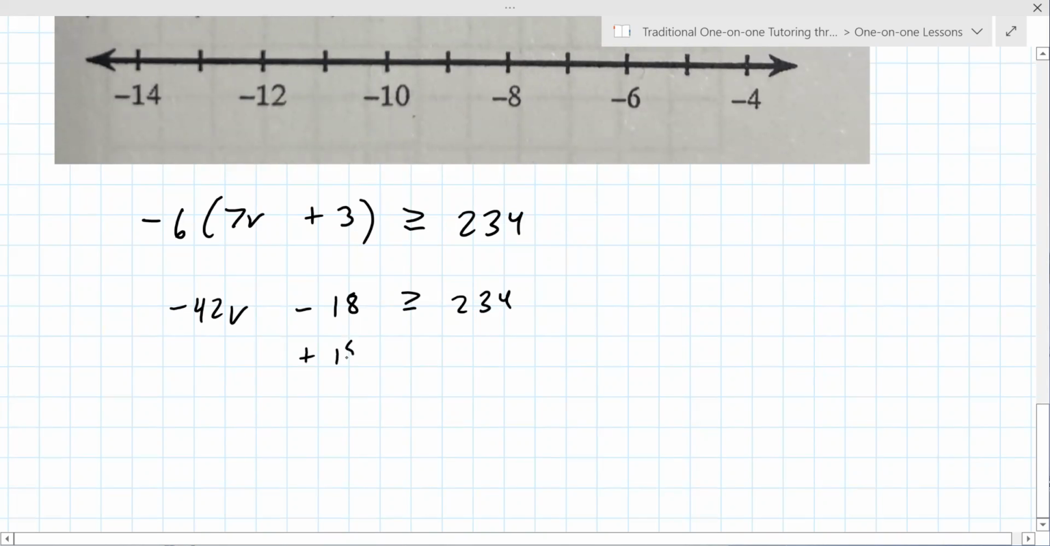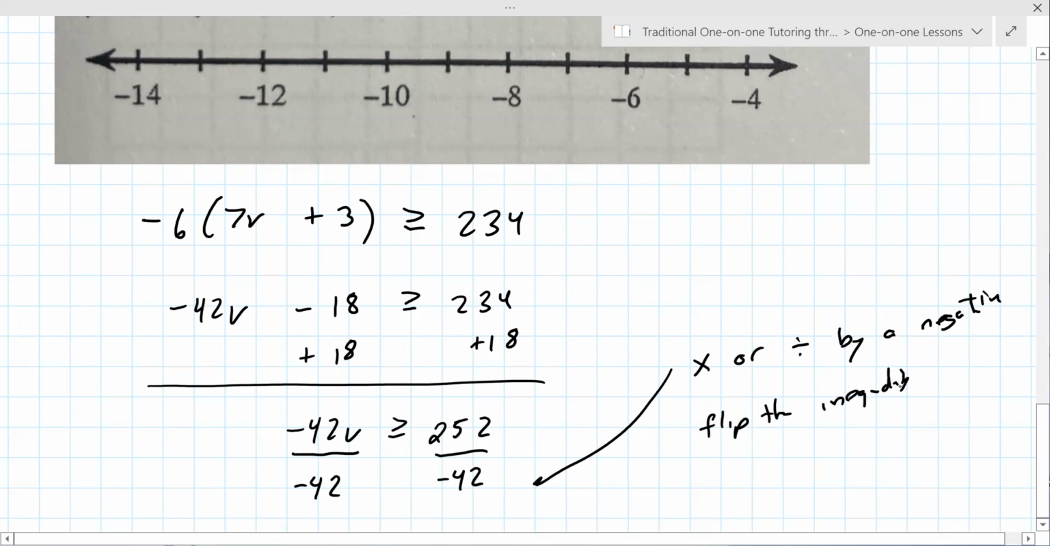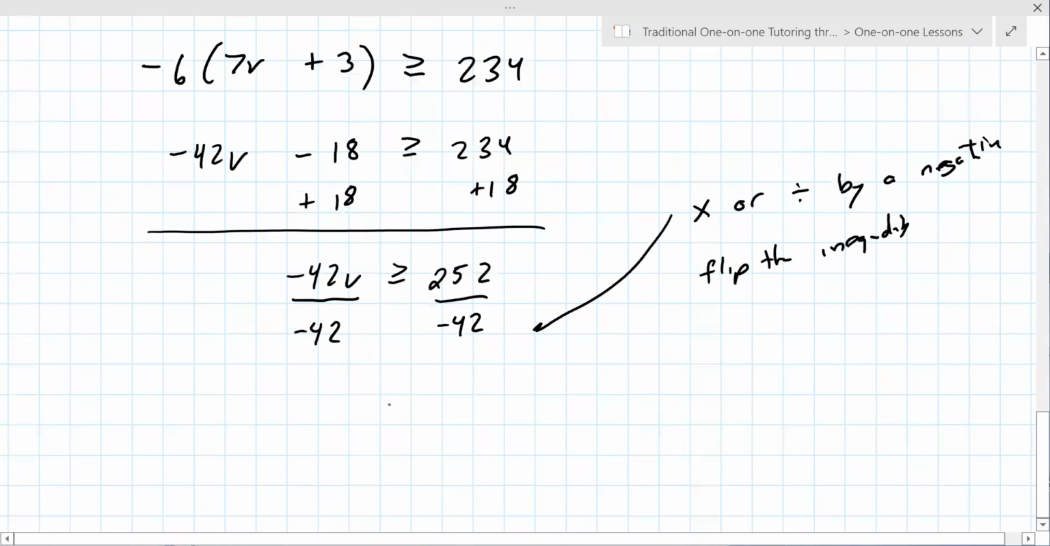From here, you add 18 to both sides. Your goal is to isolate the variable: minus 42v greater than or equal to 252. From here, you're going to divide both sides by negative 42. So the thing here that's really important is multiplying or dividing by a negative, and it has to be the thing you're multiplying or dividing by. That's the only time you flip the inequality. So it does not have anything to do with whether 252 is positive or negative. It just has to do with whether you're multiplying or dividing by a negative there. So that's going to flip it to less than or equal to.